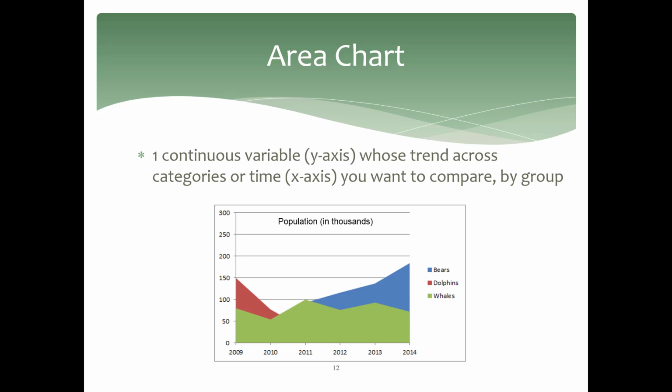And then here's an area chart. And so this is if you have one continuous variable that's shown in the y-axis whose trend across categories or time, shown on the x-axis, you'd want to compare by group. And so we have three groups in this example, and you can see the different trends.